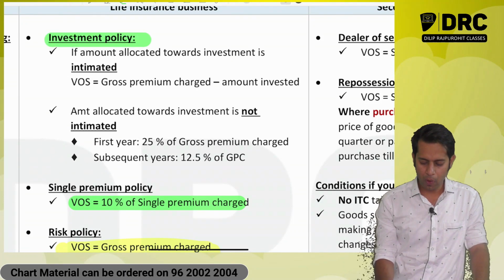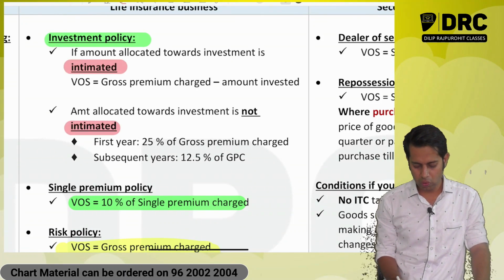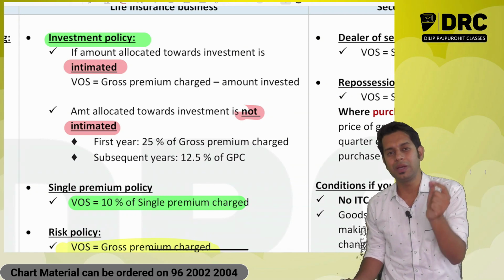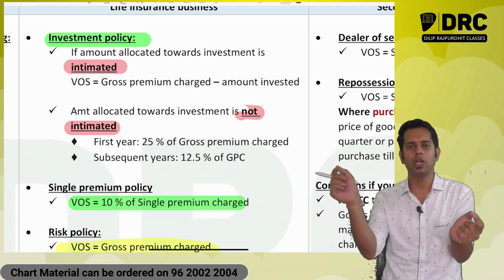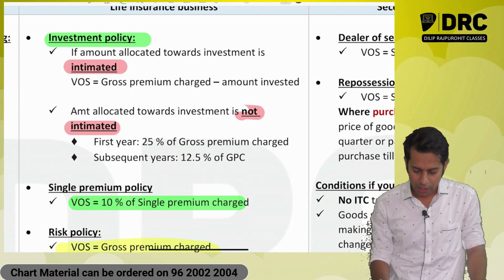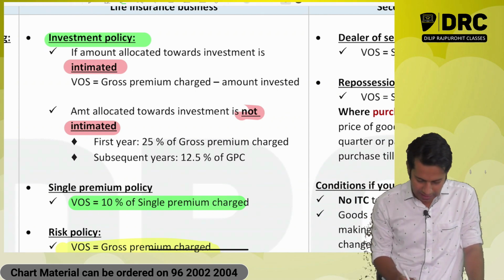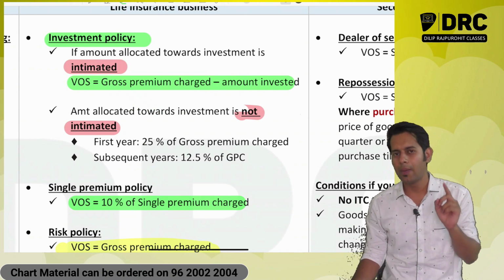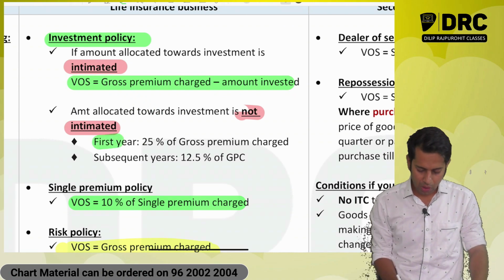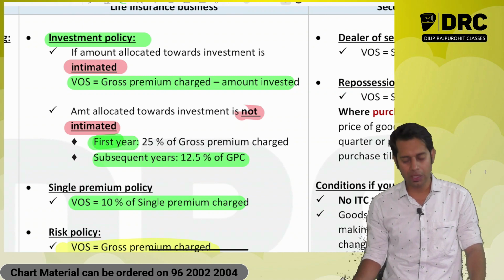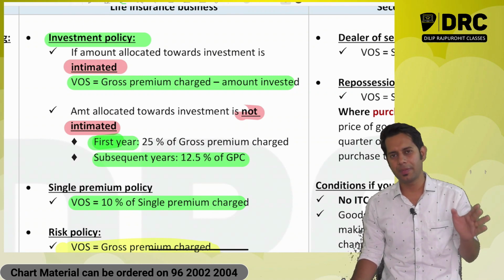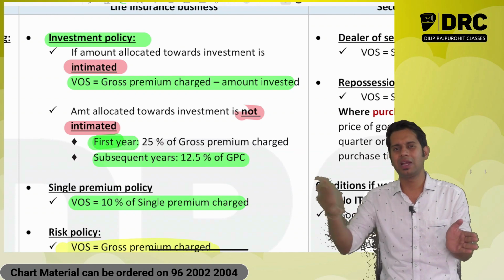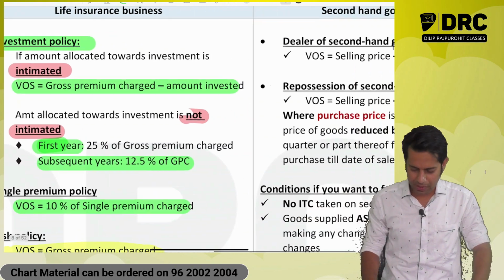If it is an investment policy, then two possibilities are there. The amount which is allocated towards investment is intimated to you, or the amount allocated towards investment is not intimated to you. If the amount allocated towards investment is intimated to you, value of supply will be gross premium charge minus amount invested. If the amount allocated towards investment is not intimated to you, then for the first year it is 25% of gross premium charge. For the subsequent years, that is from second year premium onwards, it is 12.5% of gross premium charge.